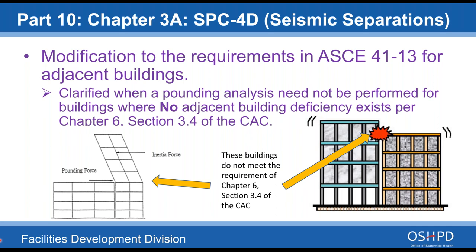And taking all those into consideration, we said, okay, we are going to say we do not need to do a pounding evaluation when you do not meet the building deficiency as defined in the CAC, but there are certain other criteria that you need to meet. Now, as I said earlier, the requirements in ASCE 41 are different from the requirements in the CAC for adjacent buildings. So we tried to align it more to what the CAC said, but at the same time, we want to make sure that those requirements would meet the performance objective for SPC 4D. Next slide.